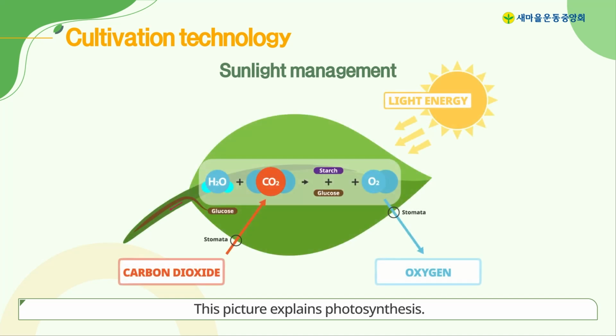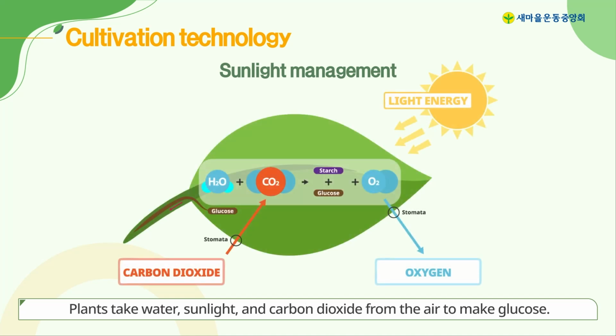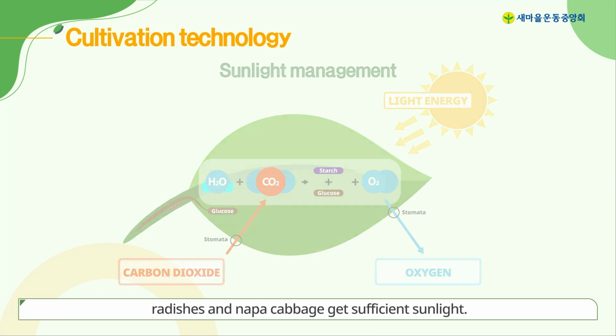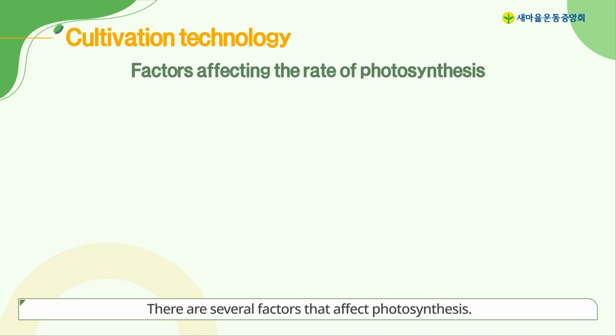This picture explains photosynthesis. Plants take water, sunlight, and carbon dioxide from the air to make glucose. Sunlight is an important factor in the growth of crops. Make sure that peppers, radishes, and Napa cabbage get sufficient sunlight. There are several factors that affect photosynthesis.